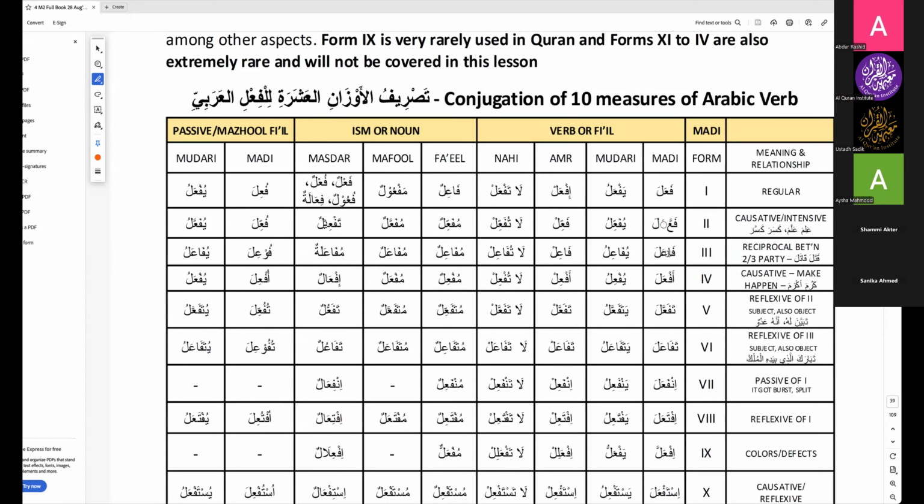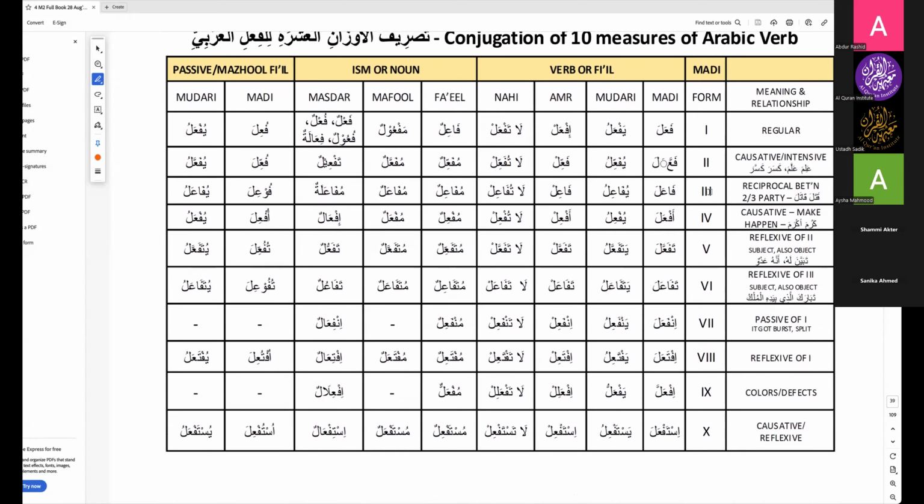So next one is form 3, fa'ala. You can see fa with alif at the end. Yufa'ilu, fa'il, la tufa'il, mufa'ilun, mufa'alun, mufa'alatun, fu'ila, yufa'alu. We need to mark these very carefully when we're reading it. You can see the different letters and it keeps changing.